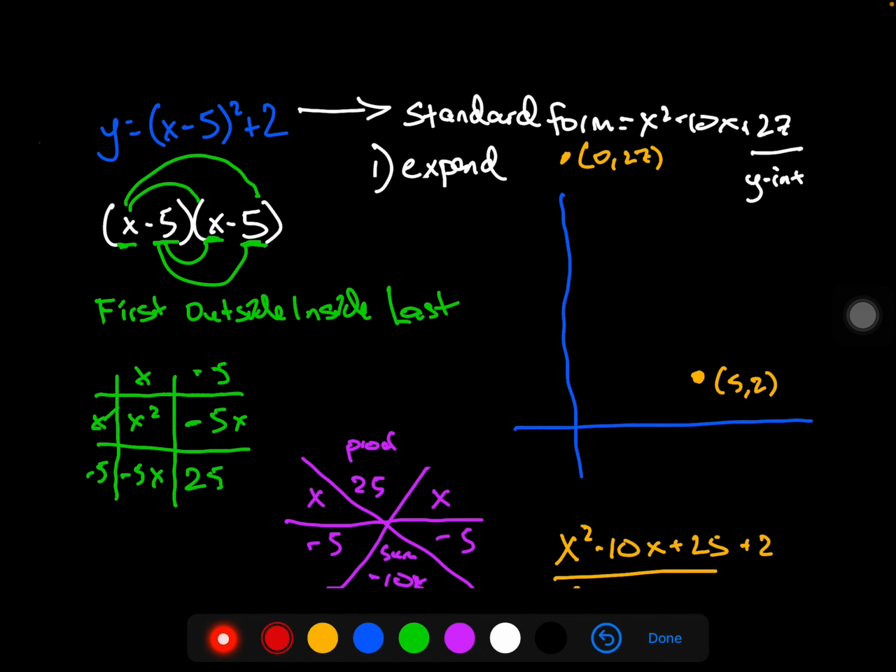And if we wanted to check that, we can plug this into a table, x and y. If x is 0, then 0 minus 5 is negative 5. Negative 5 squared is 25. 25 plus 2 is 27. So that's how to start from a vertex form, get it into expanded form, and then find the y-intercept in standard form. Don't forget to add your constant onto the end here before you say that you found the y-intercept.